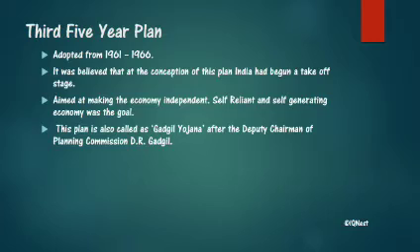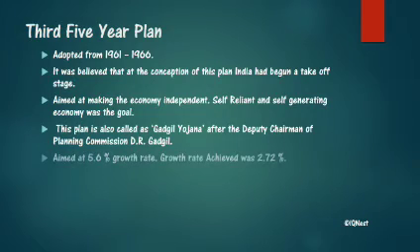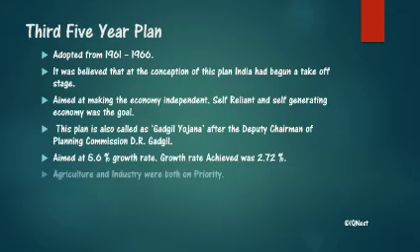This plan is also called Gadgil Yojana after the Deputy Chairman of the Planning Commission, D.R. Gadgil. It aimed at a 5.6% growth rate. The growth rate achieved was 2.72%. So, it was a flop.